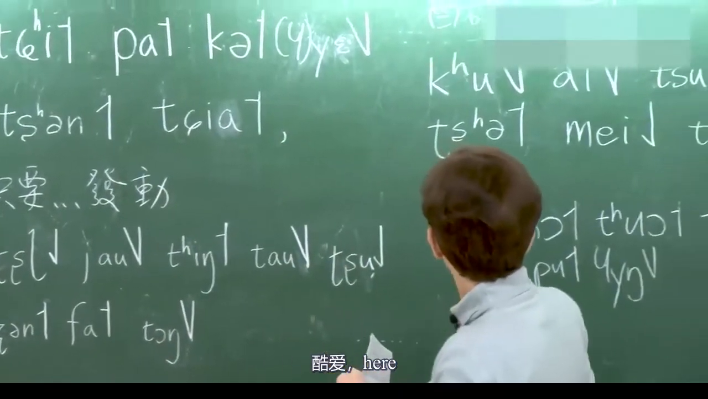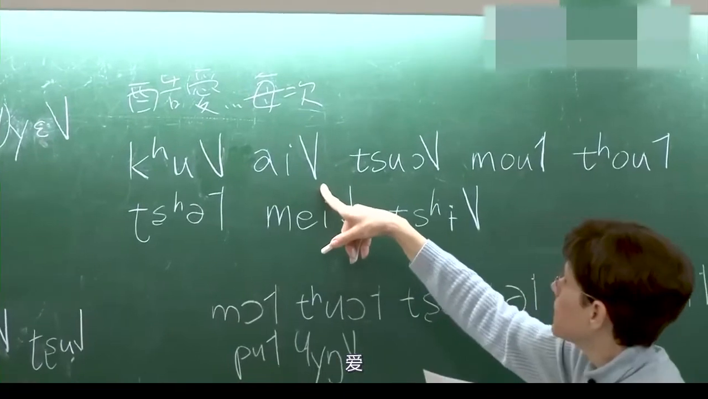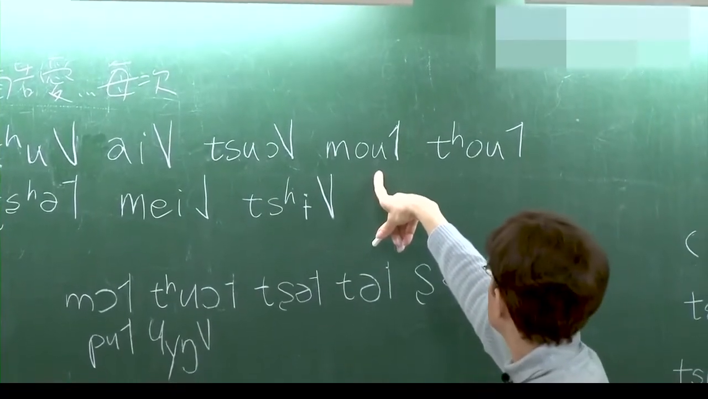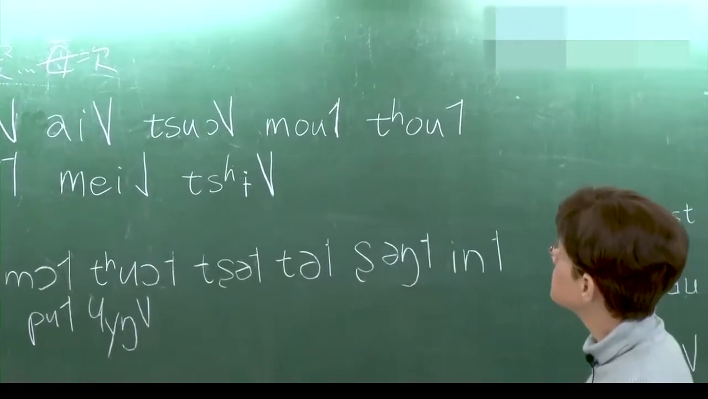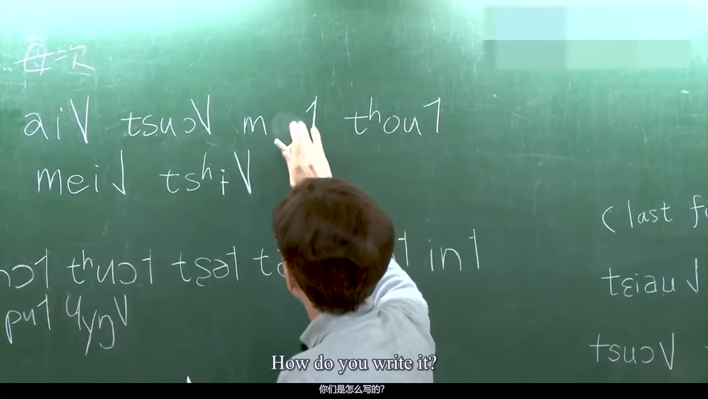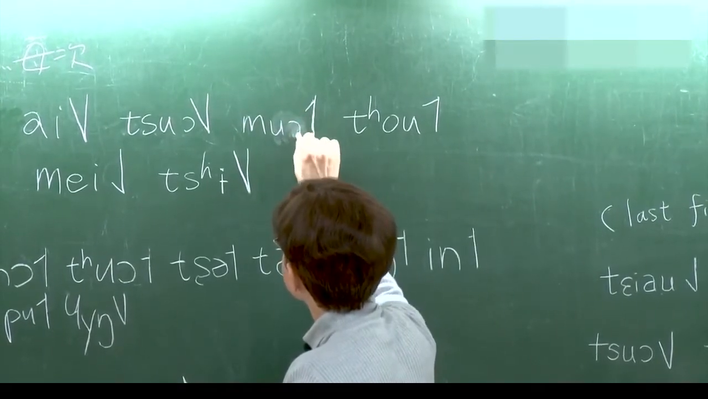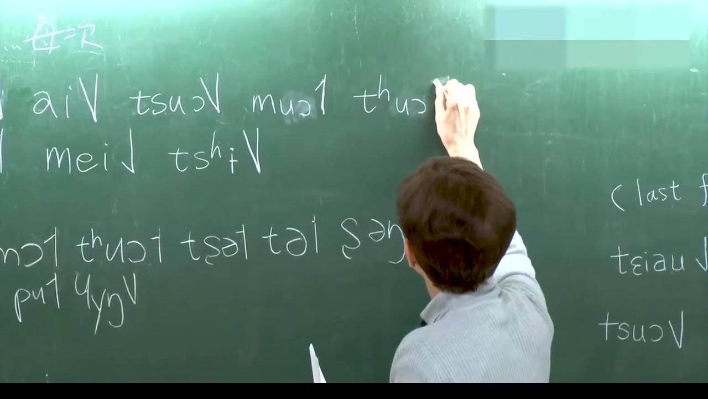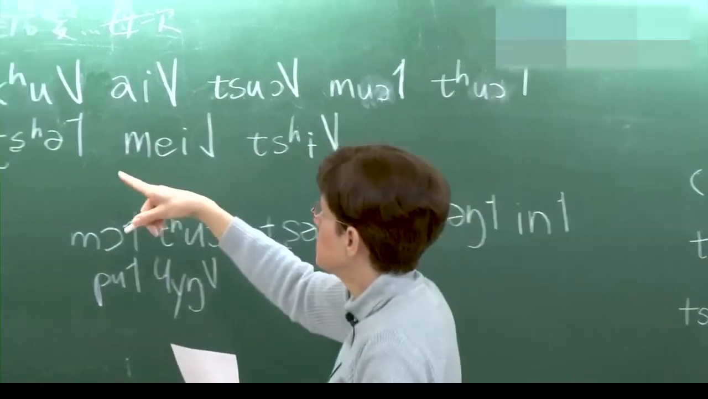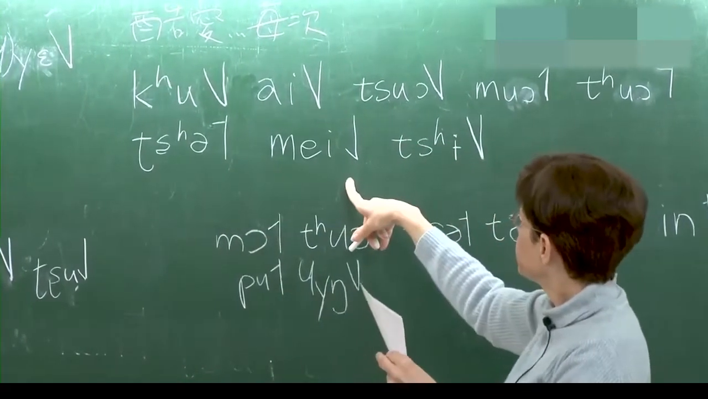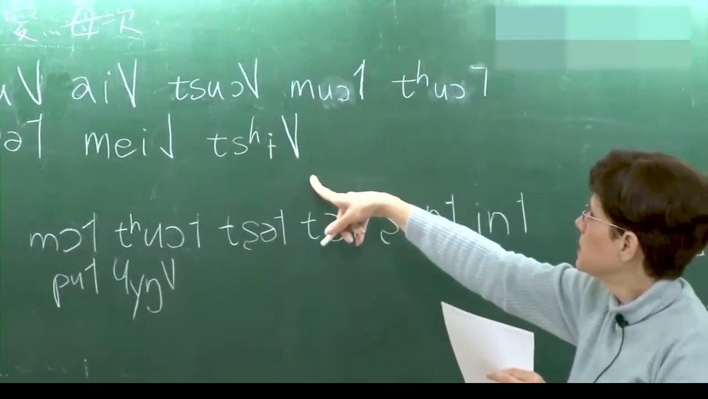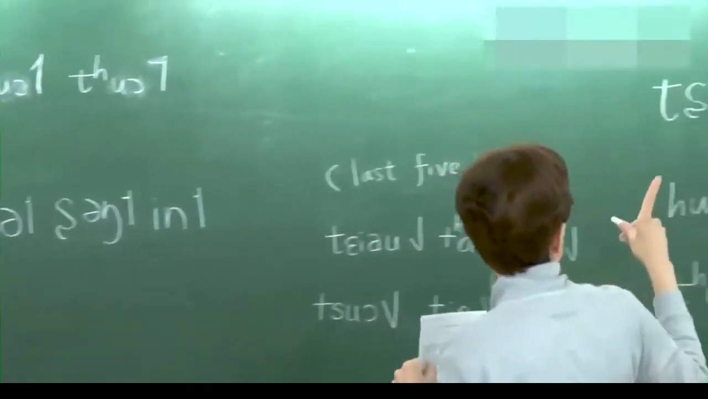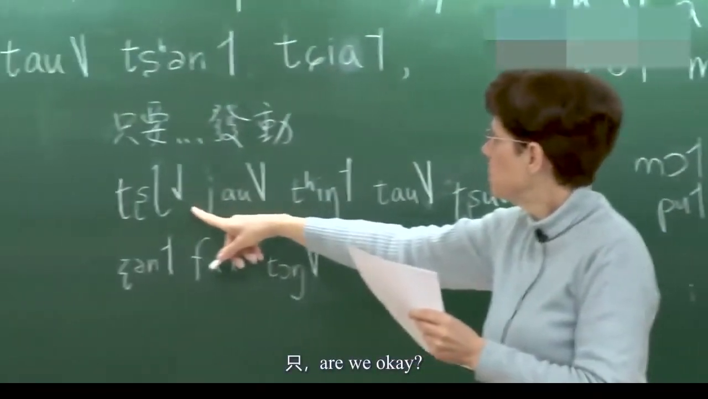Here, should it be? How do we write it? How about this one? Same thing. And then make this flat because it's not rising. Is that okay? Okay? Is that okay? All right. Thank you. Okay. Are we okay?